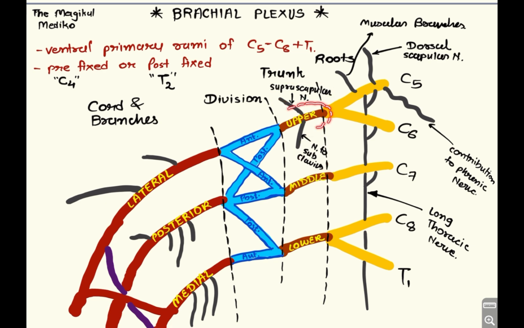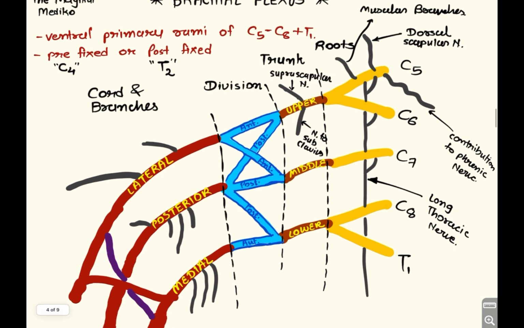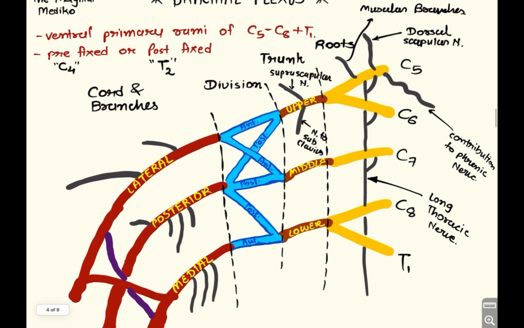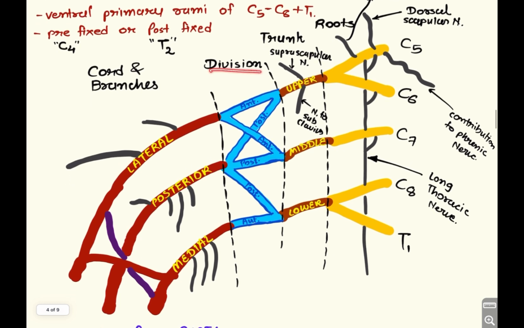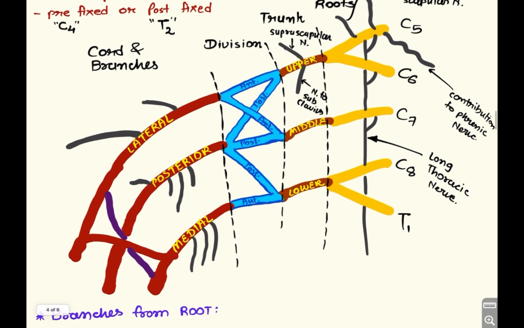This point is actually known as Erb's point because we are going to see Erb's palsy related to this Erb's point. Okay, so only two branches from the trunk, suprascapular nerve and nerve to subclavius. There are no branches coming from the division. We have branches from the cords, lateral, posterior and medial cord. So let's see the branches from the cords.